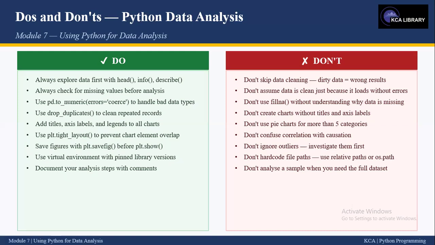Don't use a pie chart for more than 5 categories. Don't confuse correlation with causation. Don't ignore outliers, investigate them first. Don't hardcode file paths. Use relative paths or os.path. Don't analyze a sample when you need the full data set.